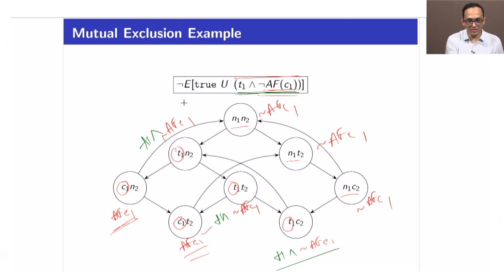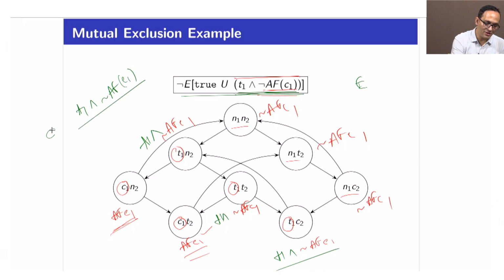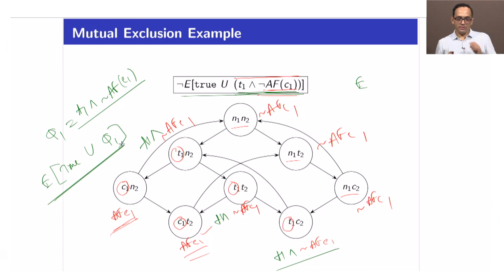Now I have to check this E true until this. So effectively I am assuming T1 and not of AFC1 is basically phi 1, right. So effectively I am now checking E true until phi 1, right. This is the property I am going to check, right.